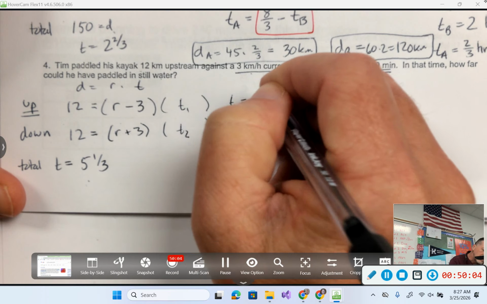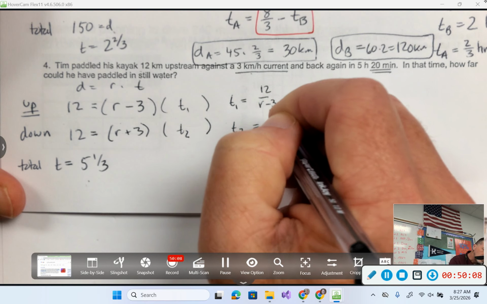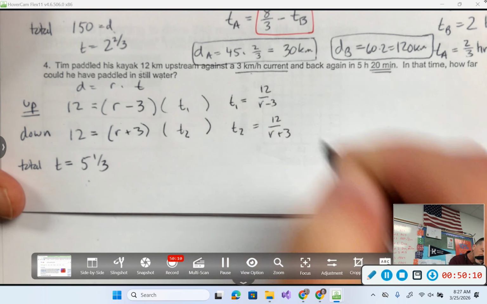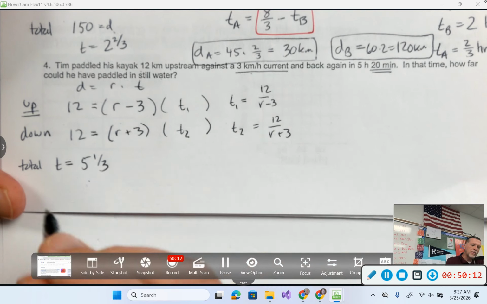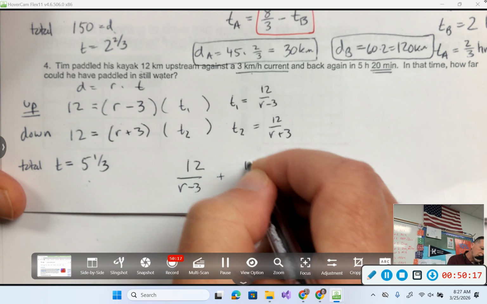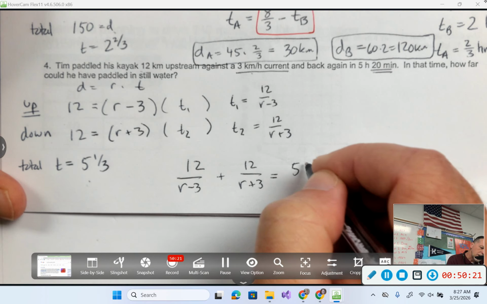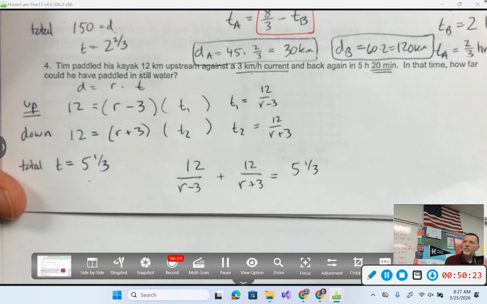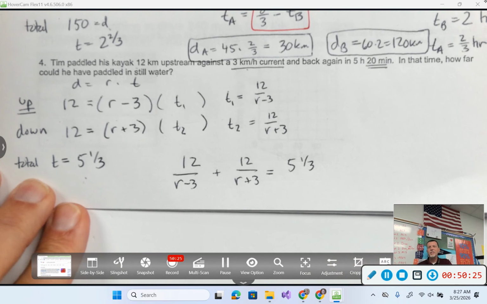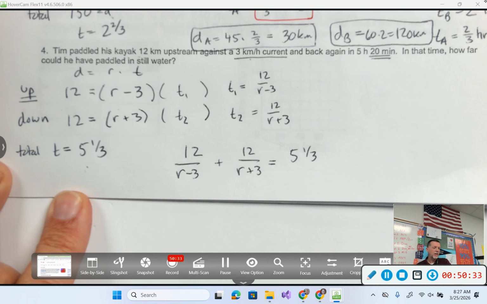So T1 is 12 over R minus 3. T2 is 12 over R plus 3. And those 2 times add up to 5 1/3. Again, 5 1/3, maybe that's weird. 16/3, also weird. 5.33, not quite accurate. So pick your poison on what number you want to use there.